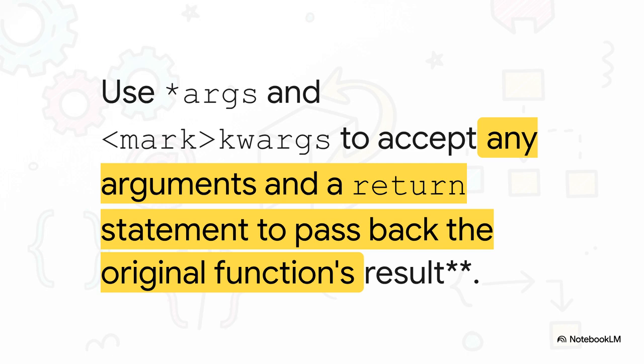These are amazing. Inside our wrapper, star args will scoop up any positional arguments into a tuple, and double star kwargs will grab any keyword arguments and stick them in a dictionary. Then we can just pass them straight through to the original function. We also make sure to capture the original function's return value and return it ourselves. And boom, just like that, our decorator is totally generic and reusable.